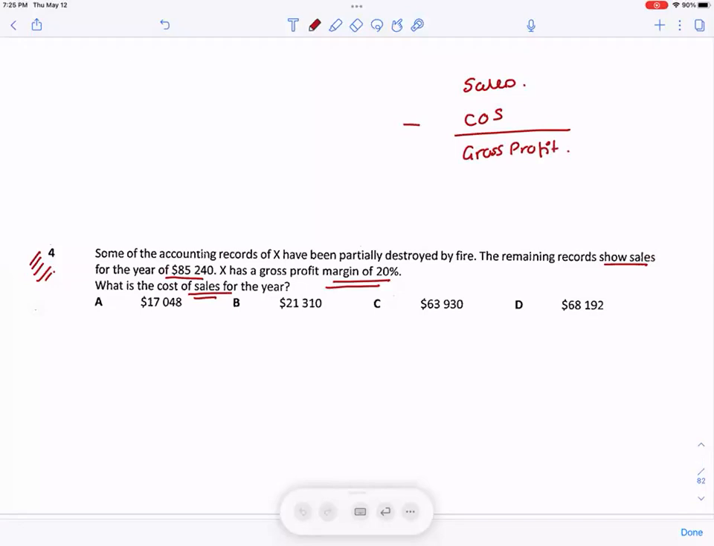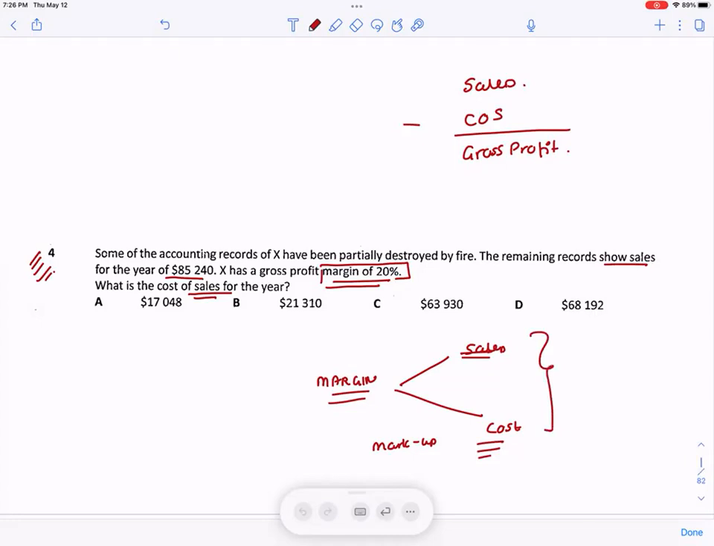Yes. Okay. Then another thing that you have to think of is from the point of view of margin. Margin is on sales. Very good. Markup is on cost. Margin is on sales. Markup is on costs.